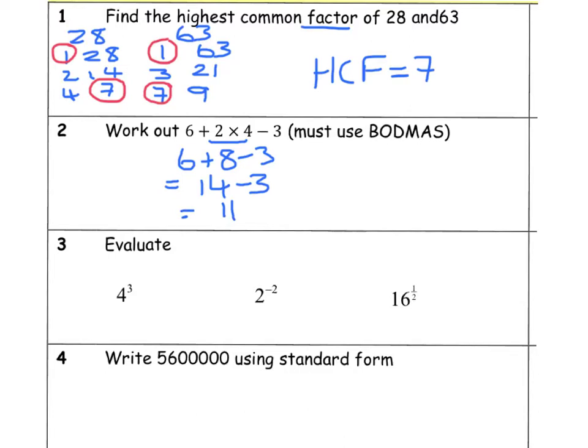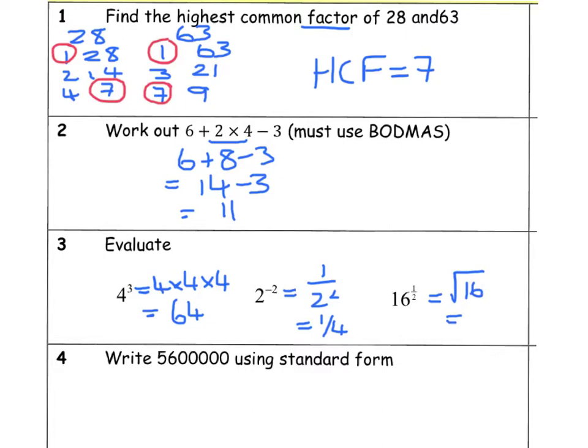Question 3, 4 cubed is 4 times 4 times 4, so that is 64. 2 to the power minus 2 is 1 over 2 squared, so that is 1 over 4, and 16 to the power a half is the square root of 16, which is 4.